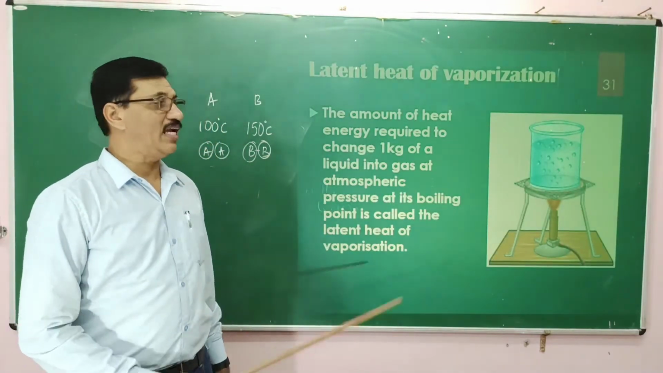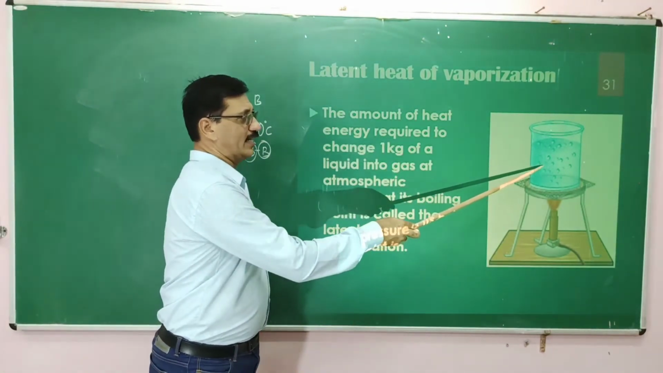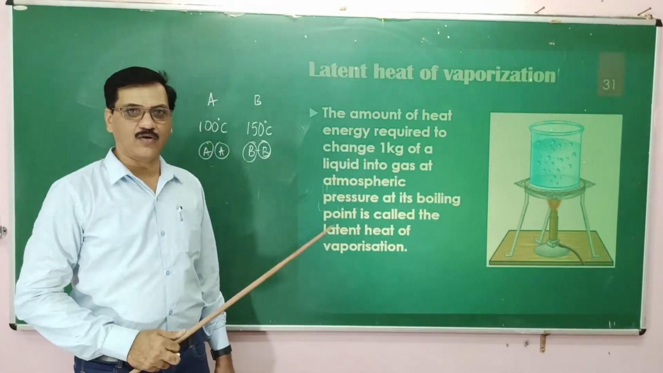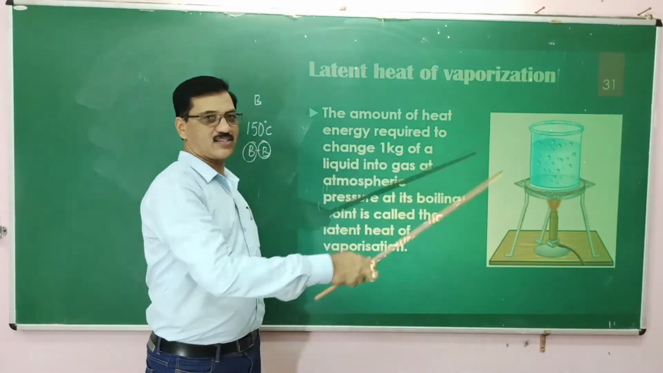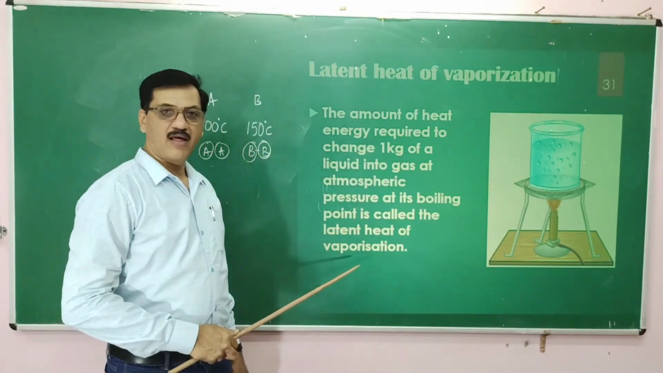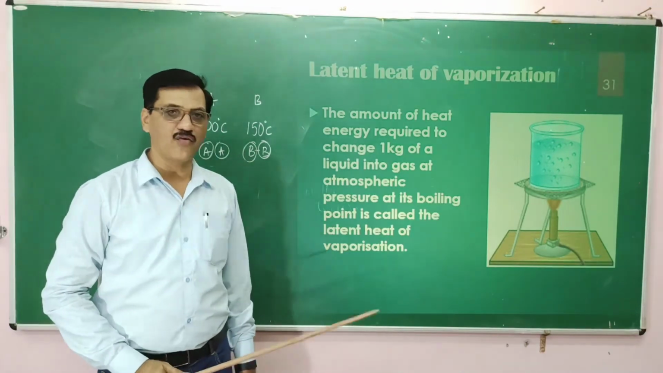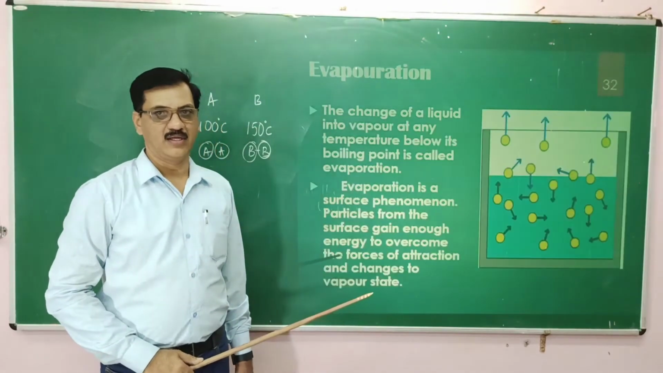Right? So again, we call it the latent heat of vaporization when the change of state is from liquid to gas. It is the amount of heat energy required to convert 1 kg of liquid into its gas at its boiling point. That is called latent heat of vaporization.